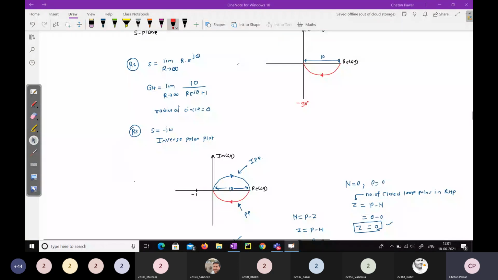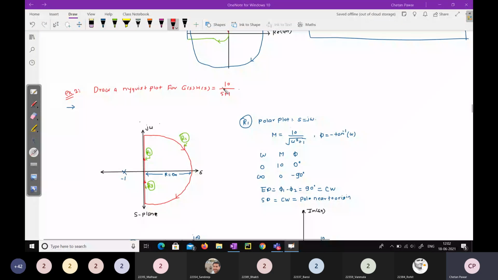Now the region 3 mapping, that is the inverse polar plot. We have just drawn the polar plot like this, so the inverse polar plot will be the mirror image of it. The inverse polar plot will start where the polar plot ends, and it will end where the polar plot started in this problem. So this will be the total Nyquist plot for this open loop transfer function, 10 upon s plus 1.